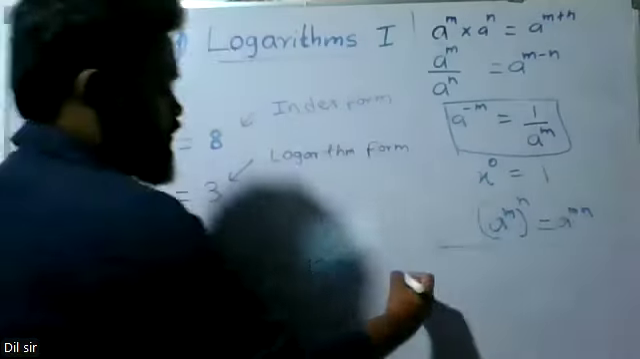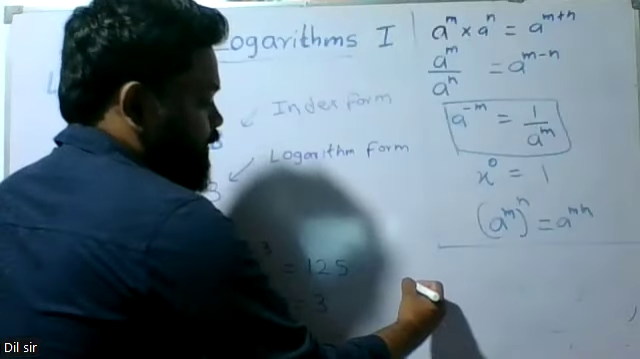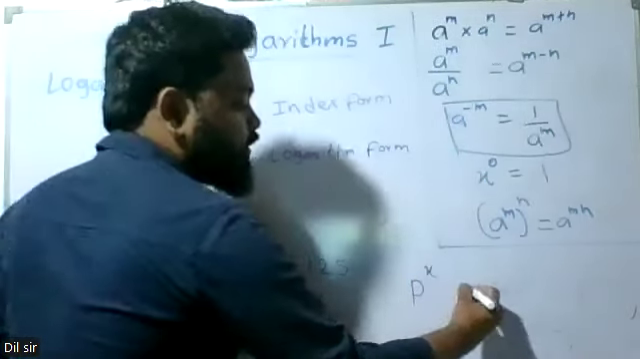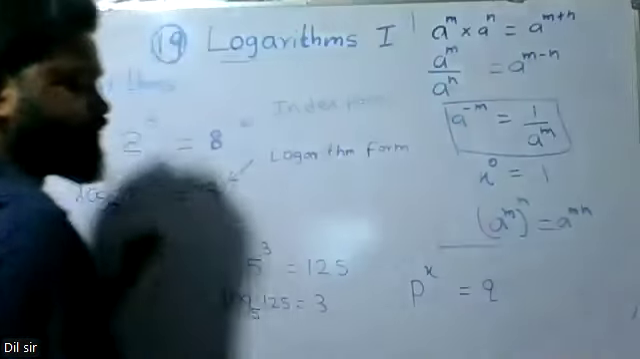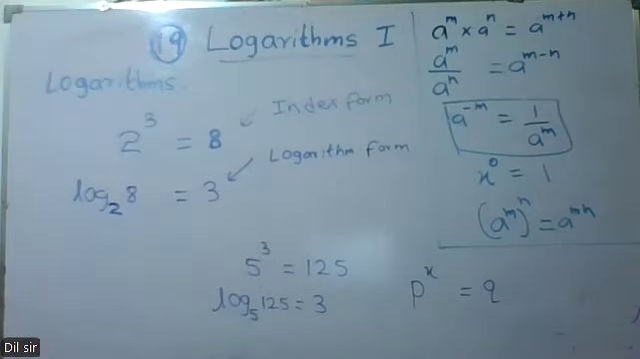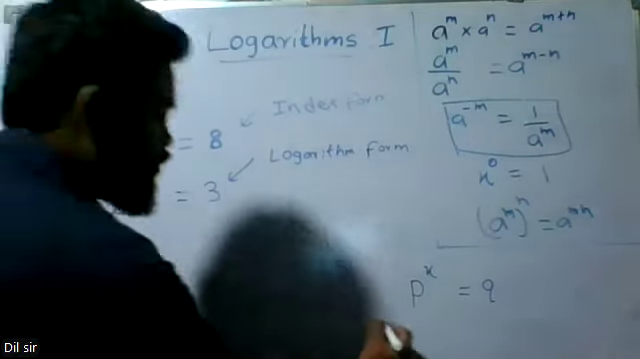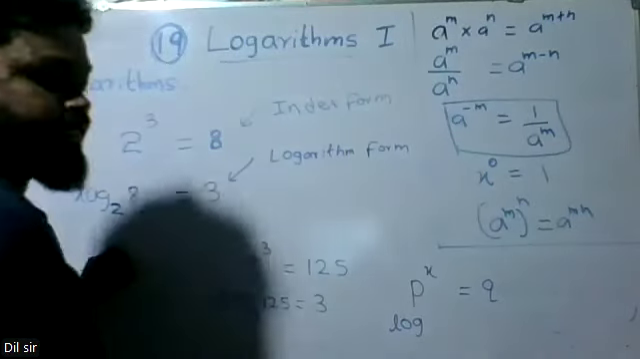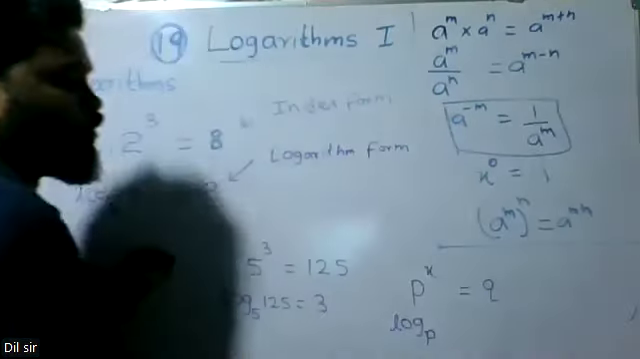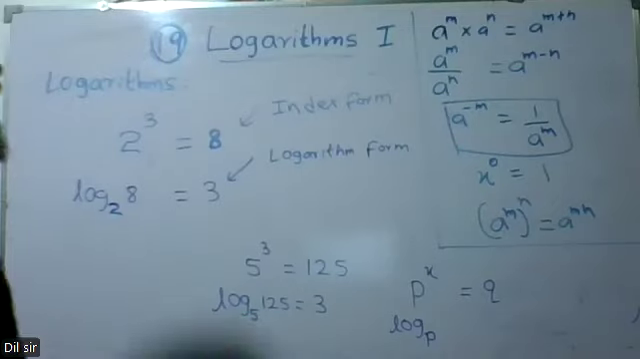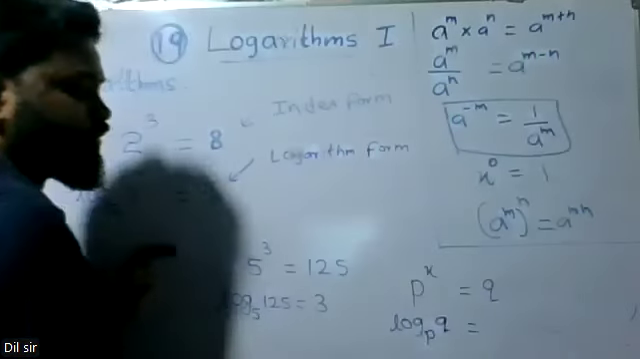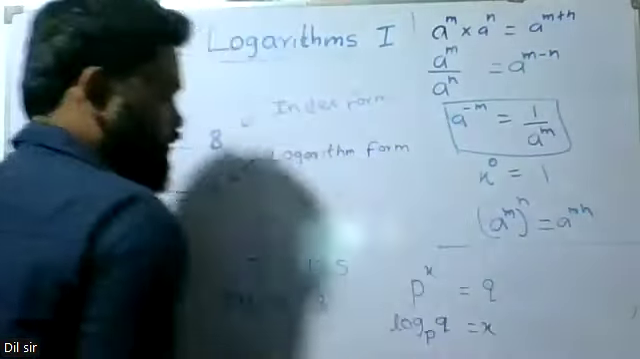Next one: p to the power x equals q. It is fine that these are letters. What do we write first? Log. What is the base? p. What is the value of the index notation? q. What is the index? x. Okay, good.